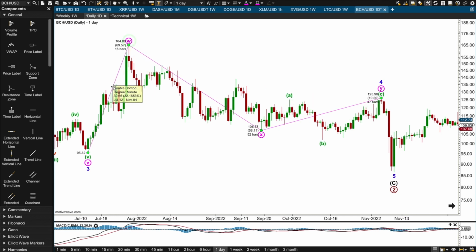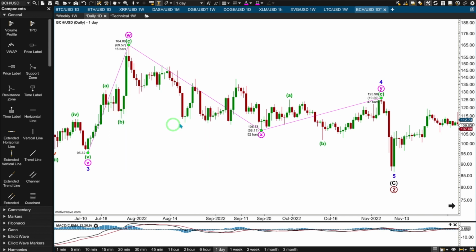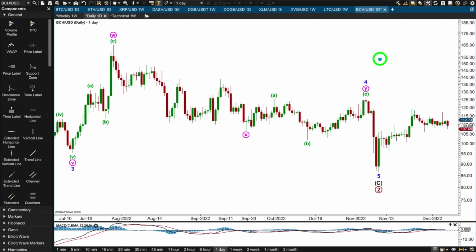W, a brief zigzag that was deeper. X actually looks like a double zigzag. It could be. X waves can be any Elliott wave structure. And Y, an expanded flat. B moves beyond the start of A, and C moves beyond the end of A. Okay, so minor 4 fits as a double combination: zigzag, X, flat. It's possible minor 5 could be over.